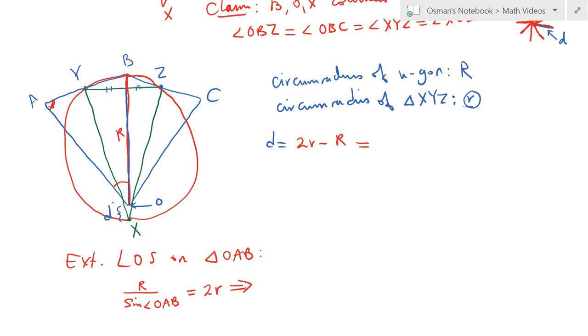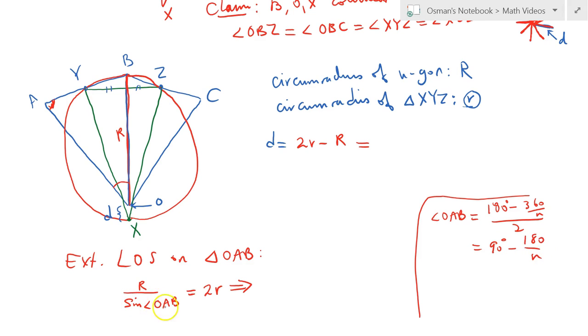Now notice that when we do some angle chasing, angle OAB is simply equal to 180 degrees minus the central angle AOB, which is 360 over n, all over 2. So what we get is 90 degrees minus 180 over n. But the sine of this angle would be the cosine, so we can replace the sine with the cosine of 180 over n. Therefore, 2r is equal to R over cosine of 180 over n.